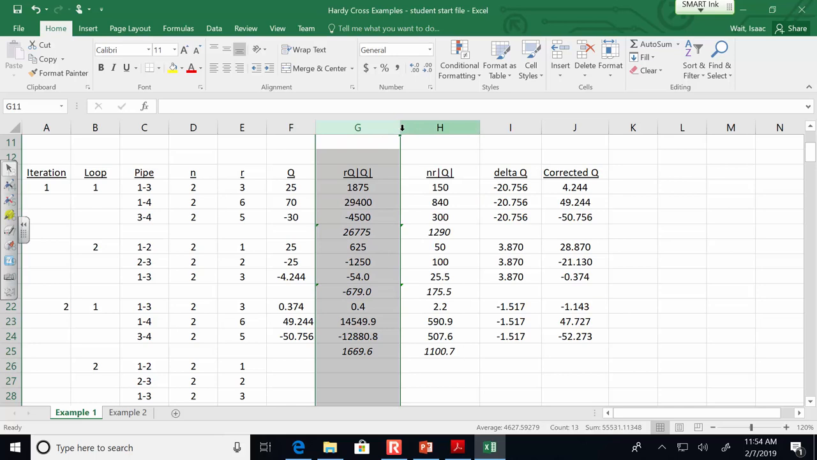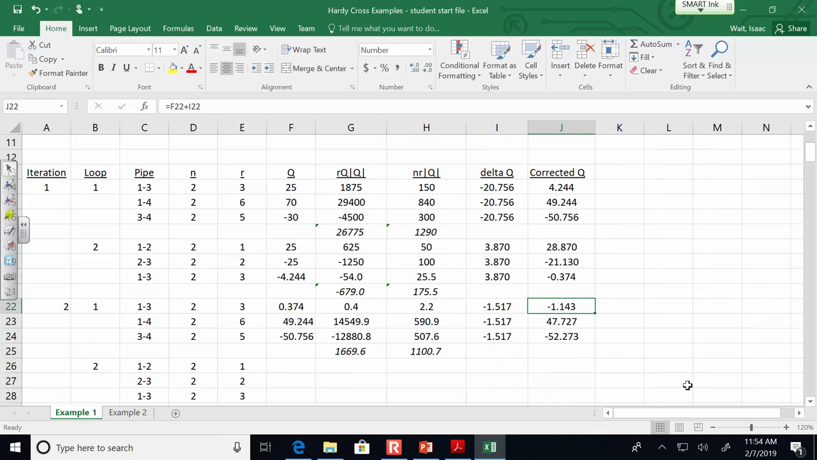Okay, so we get these corrected flow rates. Now, what do you notice about the delta Q from iteration 1 to iteration 2? Got a lot smaller. We went from having to correct our flow rate by 20, and now we only have to correct our flow rate by 1.5. So that's a big improvement. That means we're headed in the right direction.